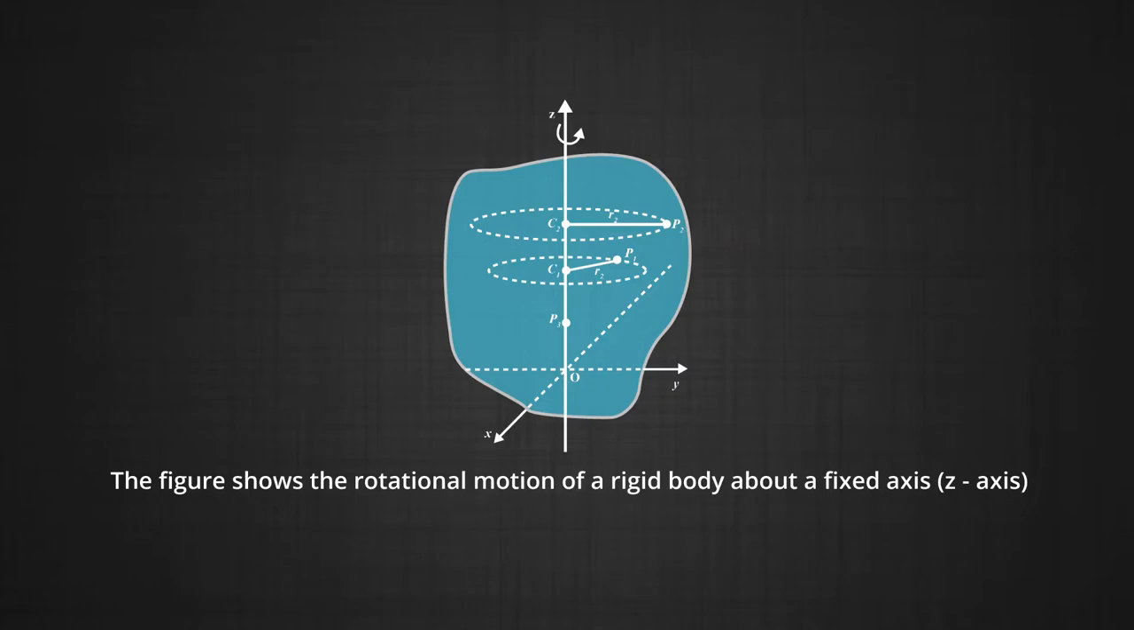You may notice that in rotation of a rigid body about a fixed axis, every particle of the body moves in a circle which lies in a plane perpendicular to the axis and has its center on the axis. Let P1 be the particle we are considering, arbitrarily chosen at a distance r1 from the fixed axis. Then the particle P1 describes a circle of radius r1 with its center at c1 on the fixed axis. The circle lies in a plane perpendicular to the fixed axis.